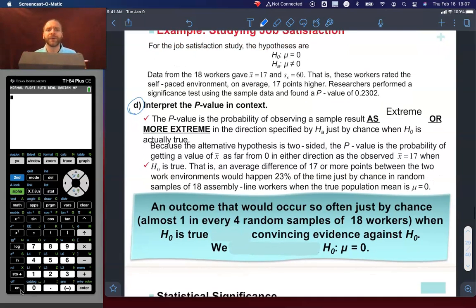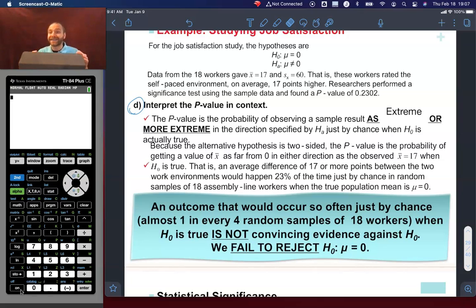So let's think about it this way. An outcome that would occur so often just by chance, almost 1 in every 4 random samples of 18 workers, when the null is true, is not convincing evidence against the null. We fail to reject the null hypothesis. And I want you to look at how that is said. We fail to reject the null hypothesis.